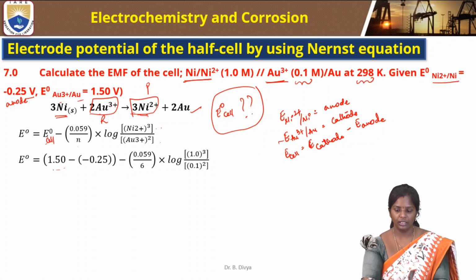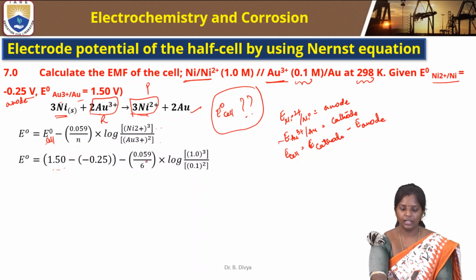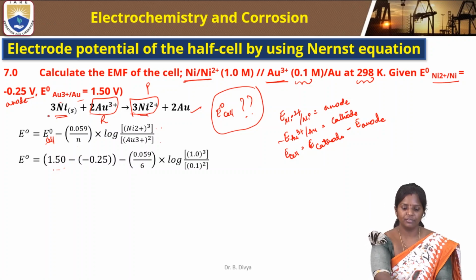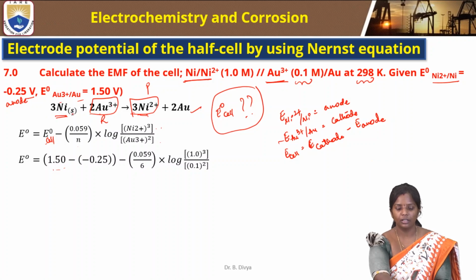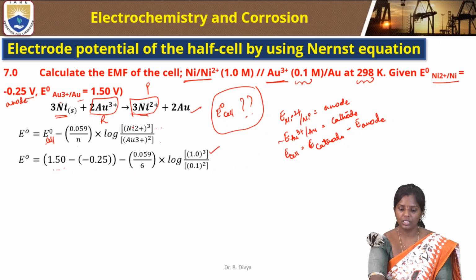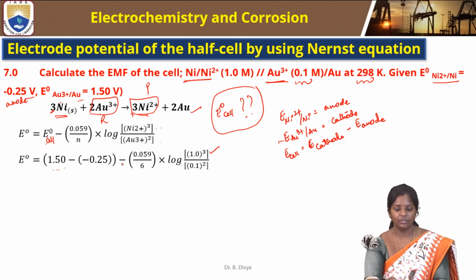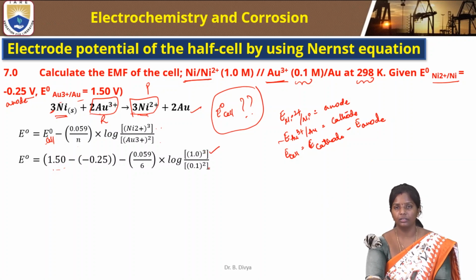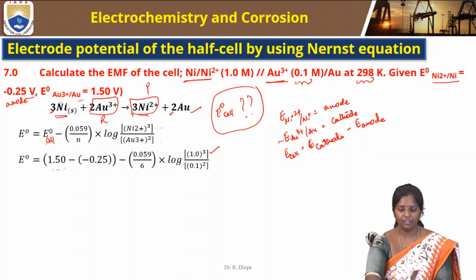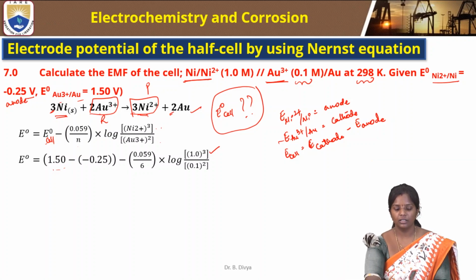Like that, we calculate the E naught cell, and also the 0.059 divided by n, where n is taken as 6 because of the electrons involved, 3 into 2, so 6 electrons, into log of the concentrations they have already given. What is the nickel concentration? 1 molar, and it is cubed because 3 moles of nickel are used, and 0.2 squared because 2 are involved here. So we use this equation, and we have completely substituted all the terms.